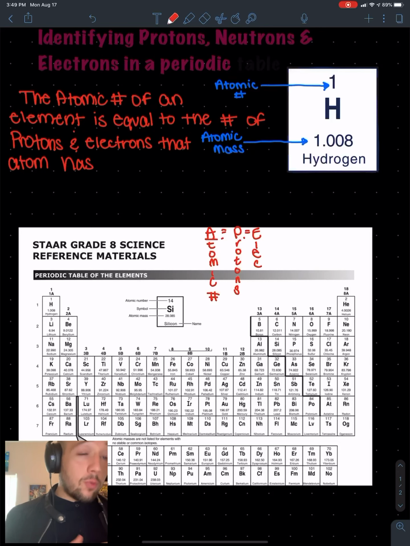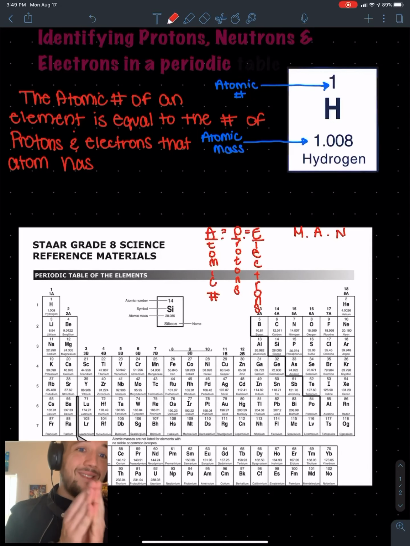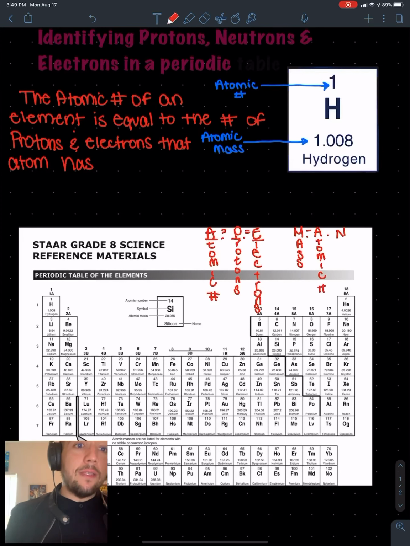So if you ever want to know how many protons an element has, look at the atomic number. If you want to know how many electrons it has, look at the atomic number. The atomic number will tell you the number of protons and the number of electrons. Now, we know the number of protons and the number of electrons. What about the neutrons? Again, if all we have is the symbol from the periodic table, we need to figure that out.